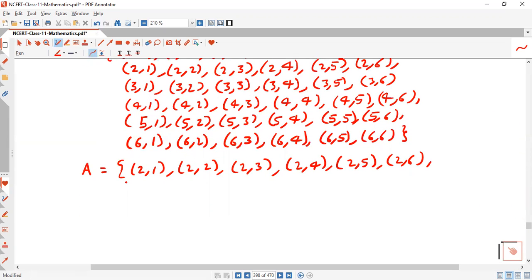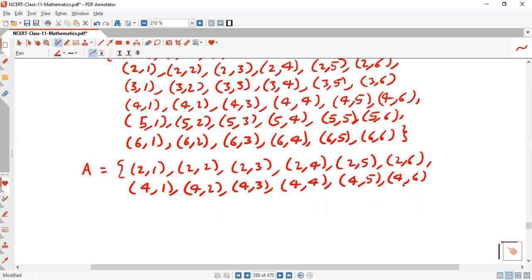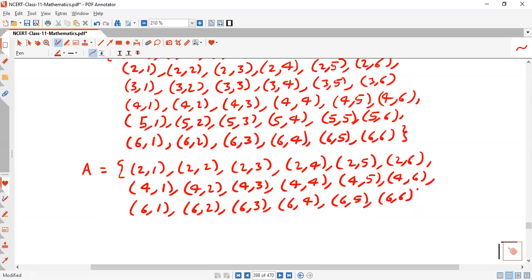And we have even numbers in the first die. 4 will also be an even number: 4,1; 4,2; 4,3; 4,4; 4,5; 4,6. And then we have the 6 series: 6,1; 6,2; 6,3; 6,4; 6,5; and 6,6. You see, the number of elements in this set, event A, is 18.